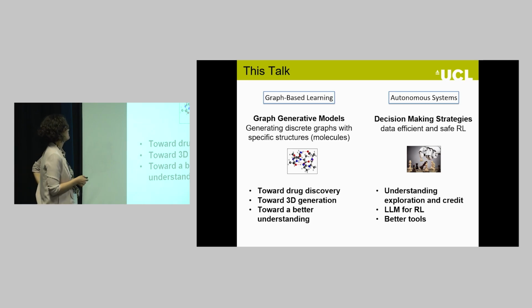So this is just a summary, and the point is, the contribution is more toward understanding the applicability of generative models to actual drug discovery, and how to have a better understanding, both in generative models and in RL, and how to develop faster tools. Thanks.